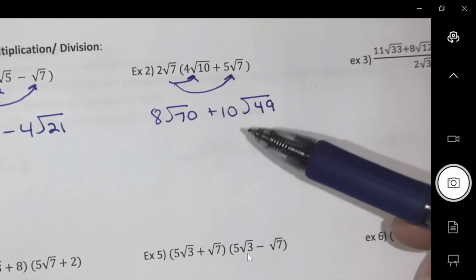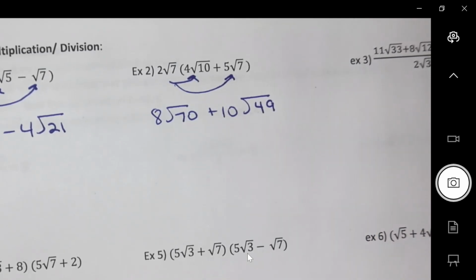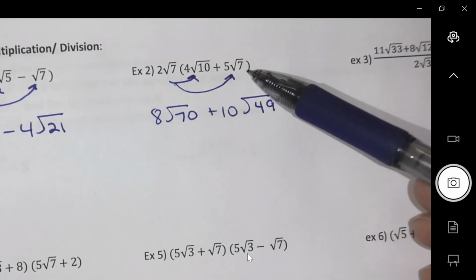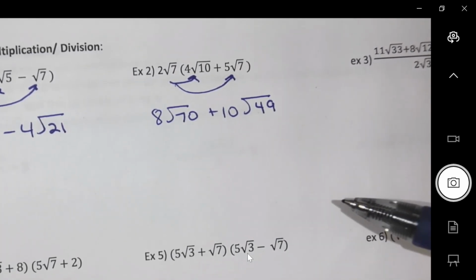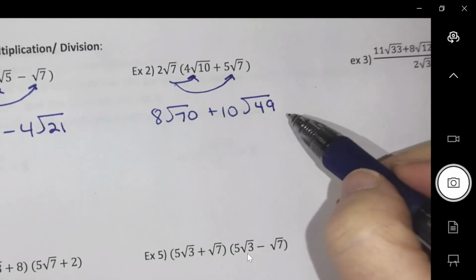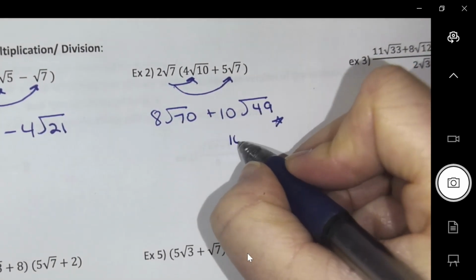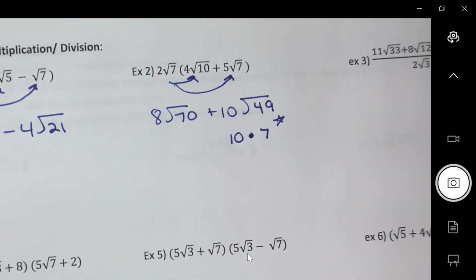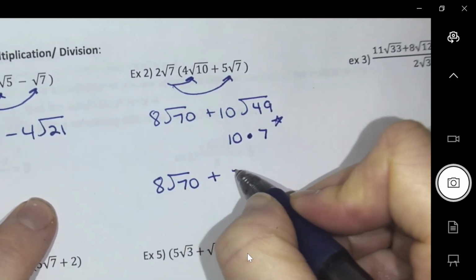Okay, did you go 8 and then that's a root 70? And the other one in the front is a 10 and a root 49? That worked? Did you think to change that? Yeah. So this would become 10 times 7 instead of root 49. So 8 root 70 plus 70.